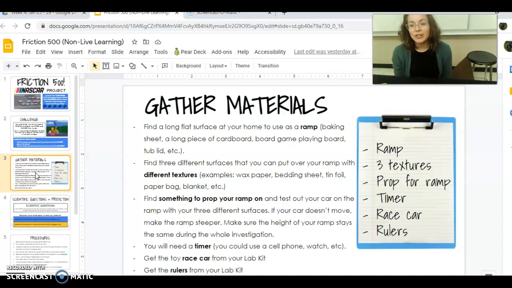Alternatively, you could use a pile of books. You could have a sibling hold it, okay? There are a lot of different ways. Either way, you want to make sure that your ramp is staying put. You want to make sure that your ramp is steep enough for the car to move. If your car isn't rolling down, you want to make your ramp more steep.